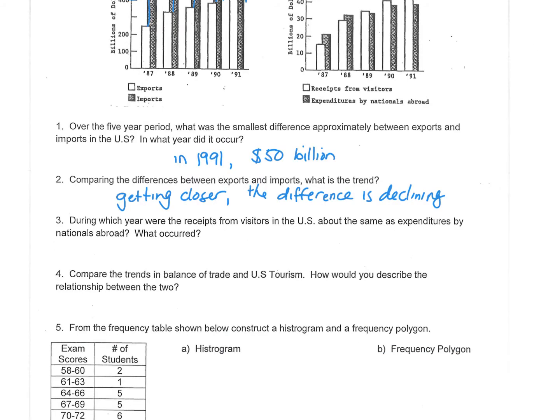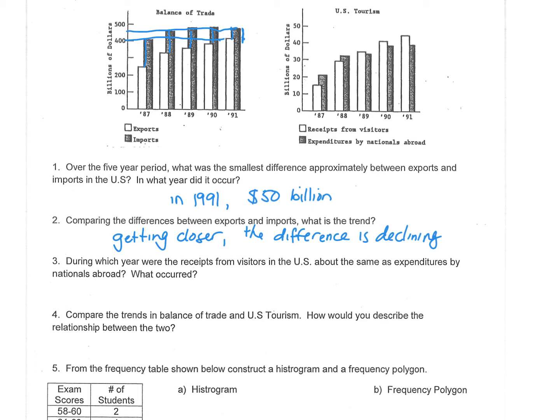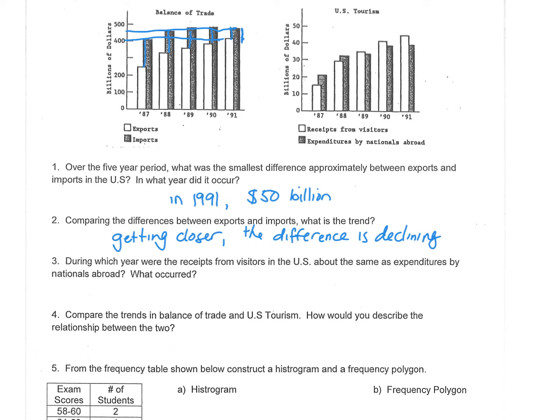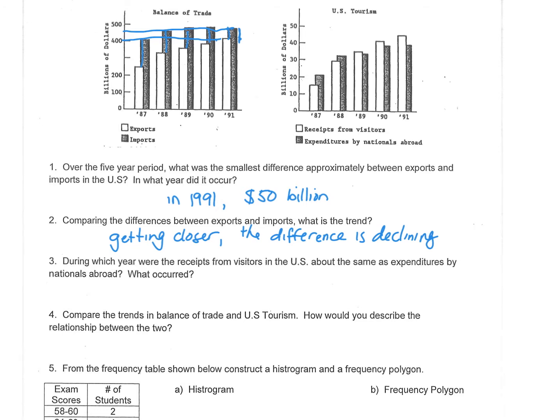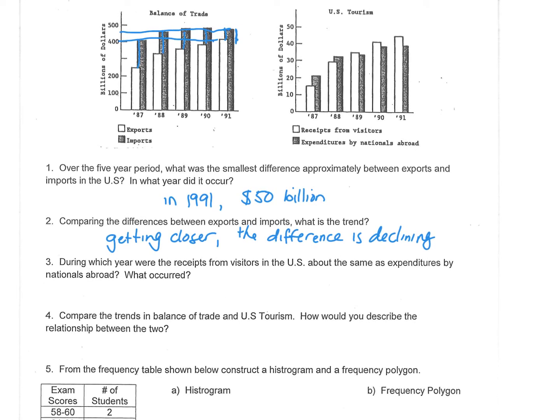During which year were the receipts from visitors in the U.S. about the same as the expenditures? So looking at the graphs, it looks like the receipts and expenditures were about the same in 1989. We can see right here in 1989, they're the closest together. And what we notice there is for the first time the receipts were above the expenditures. That's what happened in 1989.